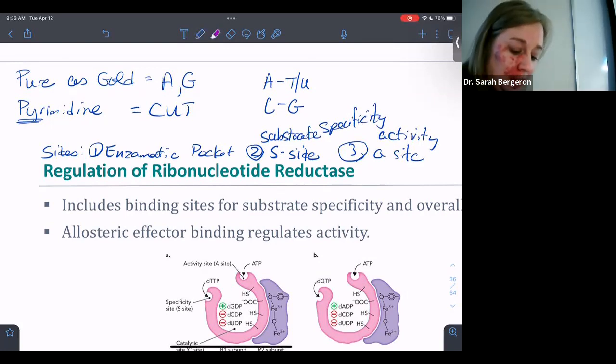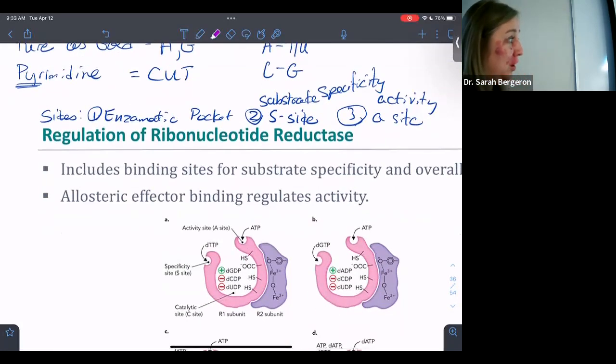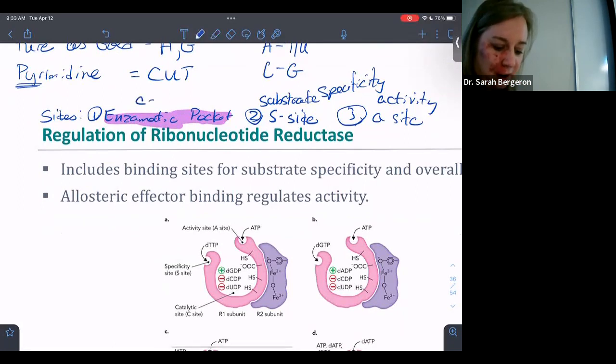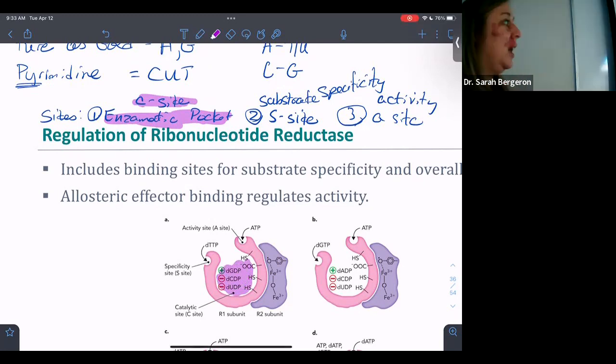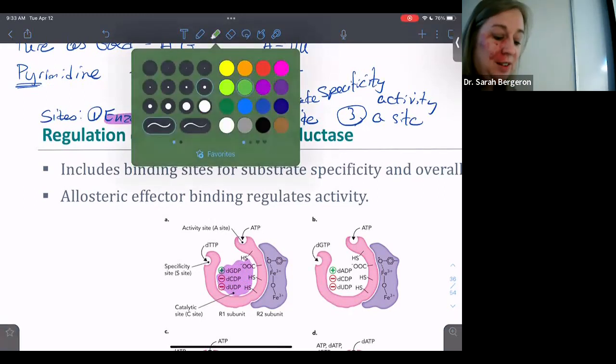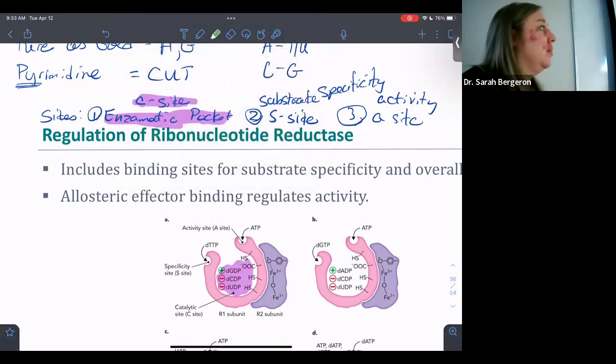So if I were to look at the enzyme, I think it's kind of important because you've got a lot going on in this picture. Where's the enzymatic pocket in this diagram? The catalytic site. Oh, that's right. They call this one the C site. So where's the C site? It's right in here, right? This is the pocket, the enzymatic pocket. That's the C site, or the catalytic. Kind of looks like a C, but they all kind of look like a C.